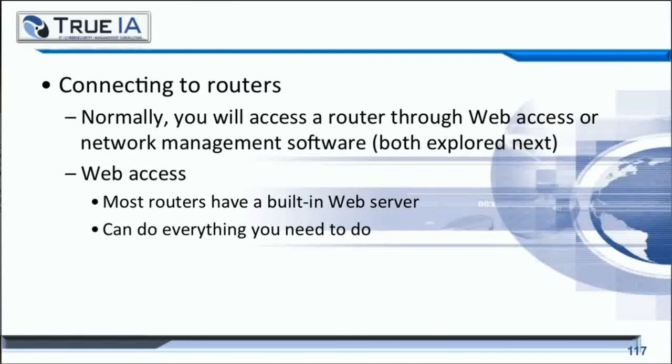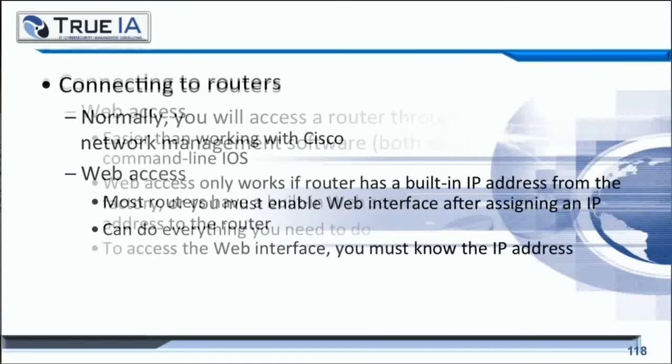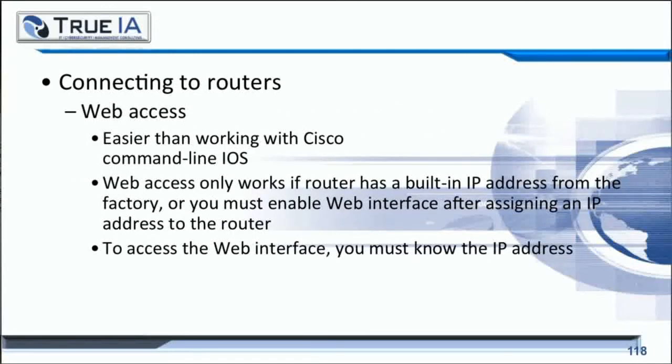More and more routers, even the business class routers today, allow for easier web access and configuration. Most routers even have a built-in web server where you can do just about everything you need to. It is a whole lot easier than working with the Cisco command line IOS, and the web access only works if the router has a built-in IP address from the factory. Otherwise, you'll need to enable the web interface after assigning an IP address via the command line interface.